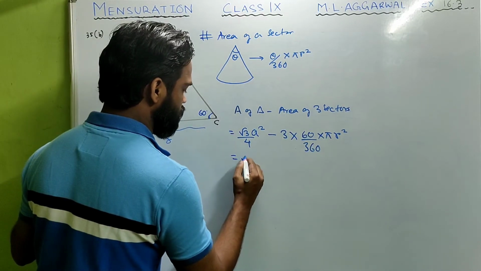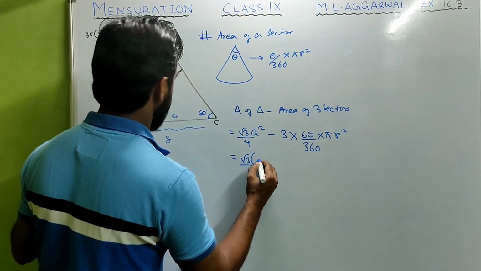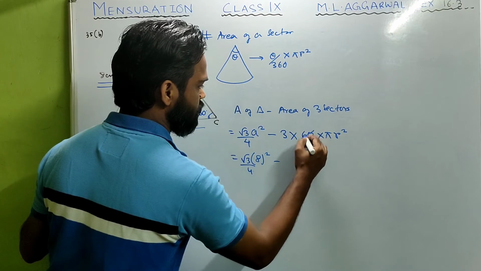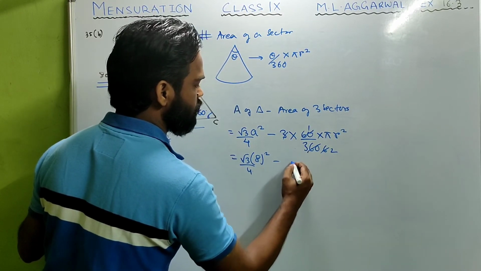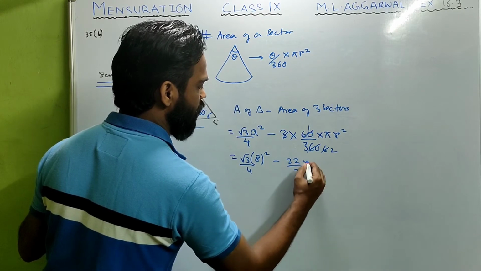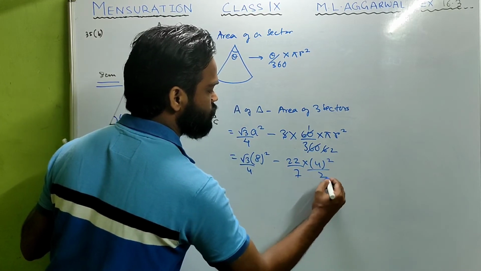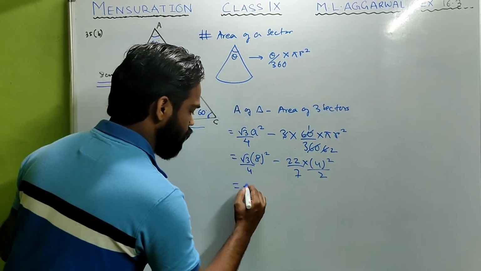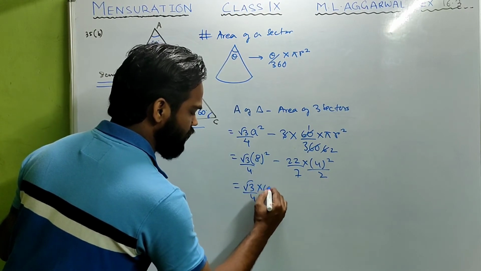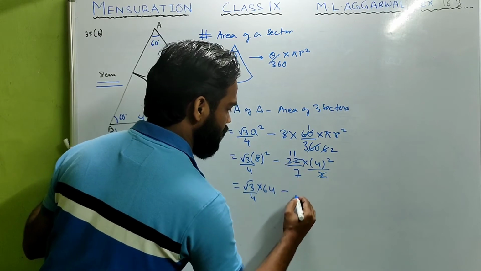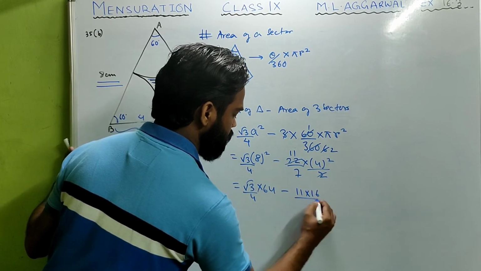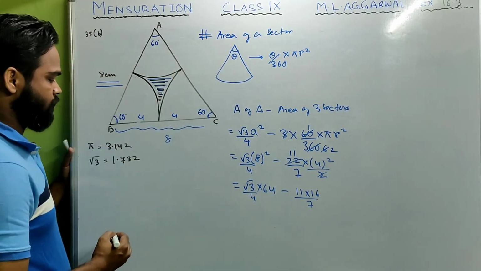Just substitute the values. That's root 3 by 4, that's 8 square minus, this is 1 by 6, so 3 by 2, this is 22 by 7, r is 4 square by 2. Okay, that's root 3 by 4, you do the calculation. That's 11 times, that's 11 into 16 by 7.